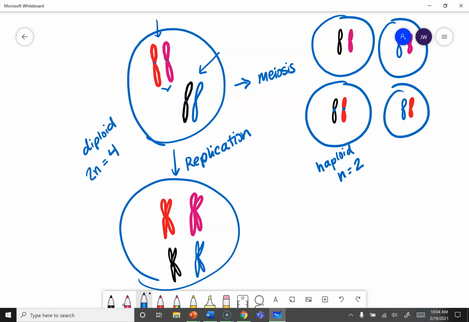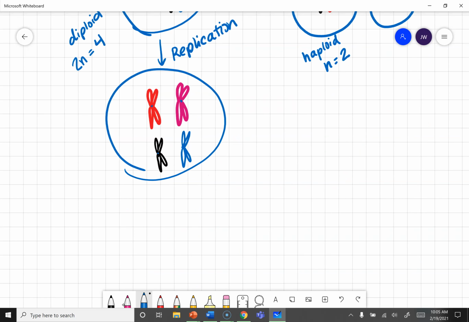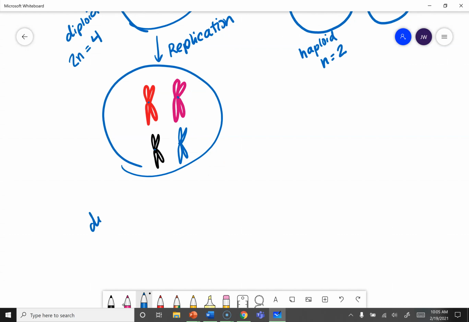So what is our chromosome count now? Well, we are still diploid. We still have 2 copies of each type, for our reddish colored chromosomes and our blackish colored chromosomes. So we are still diploid. We still have 2 copies of each type, and we're going to count our centromeres. 1, 2, 3, 4. So we are still 2n equals 4, even though we have done replication.